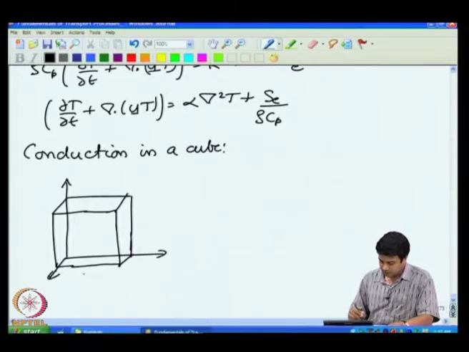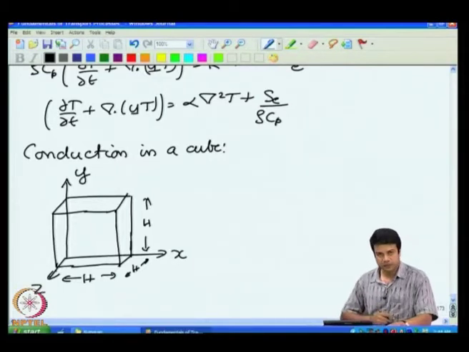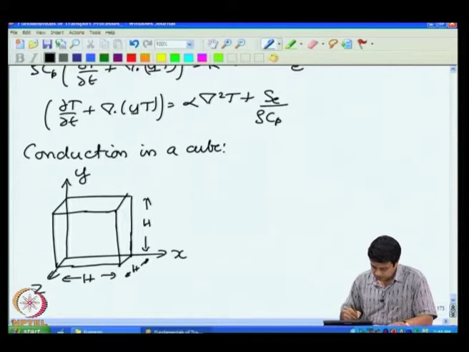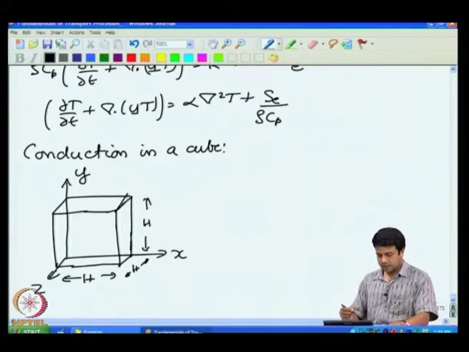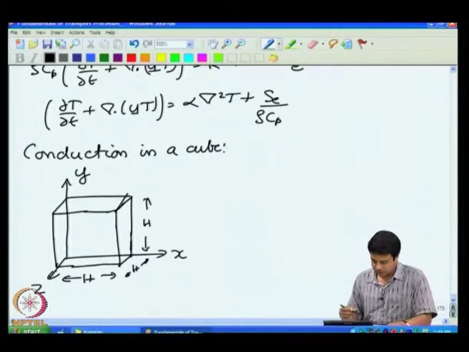Okay, of side h in all directions. I will use a coordinate system here x, y and z. Now, the front and back faces of this cube we will assume are insulated. So, there is a no net flux condition.